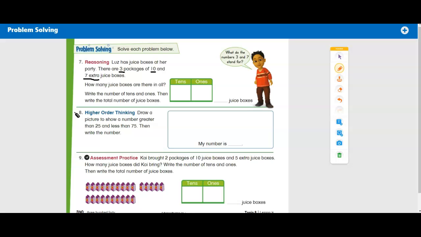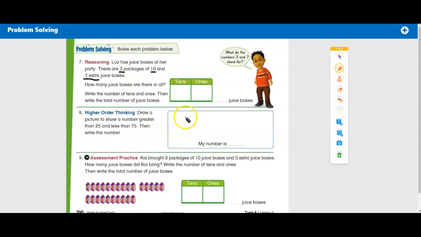Number 8 says higher order thinking. Draw a picture to show a number greater than 25 and less than 75. Then write the number. I will show you an example of how to complete number 8. To draw a picture of a number greater than 25 and less than 75, I'm going to begin with picking a number. I am going to pick the number 57.